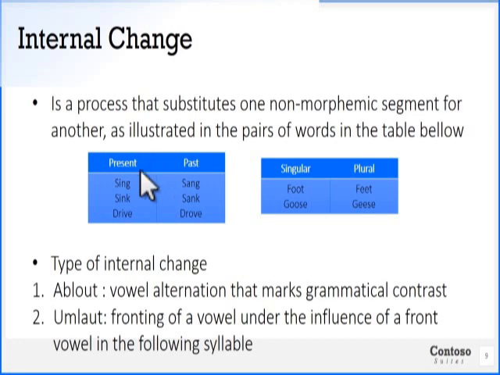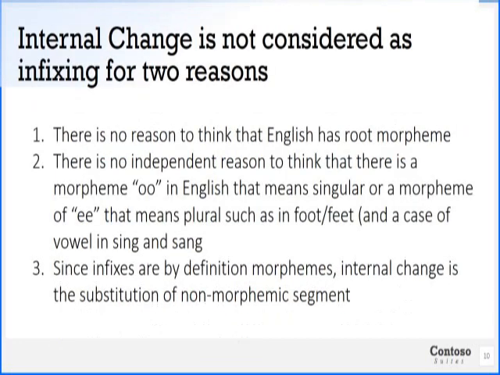And then the next: internal change is not considered as infixing. So it is not infixing. If you say that infixing is adding an element within the base, it is not. Remember that there is no infixing in English. So internal change is different. Internal change is adding or changing the vowel for the purpose of marking grammatical change and the plural.